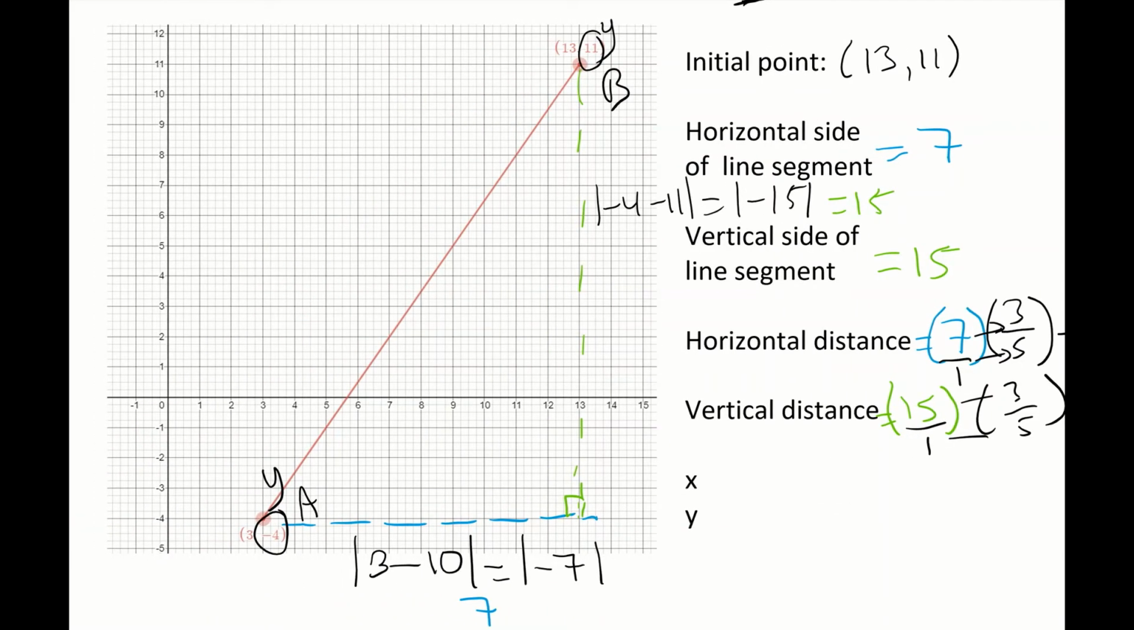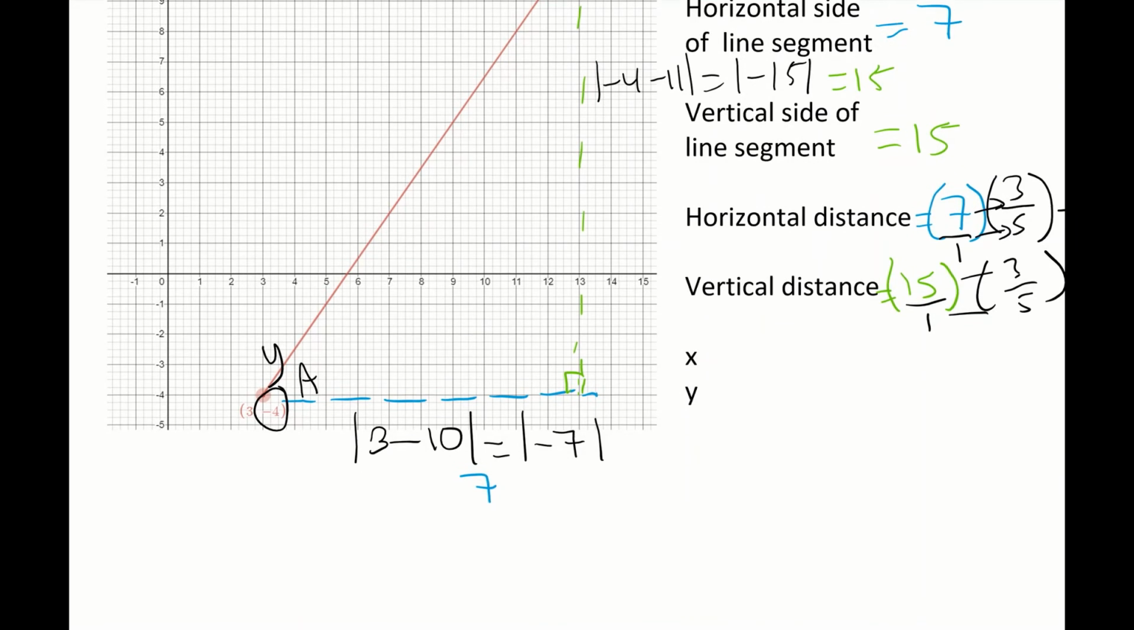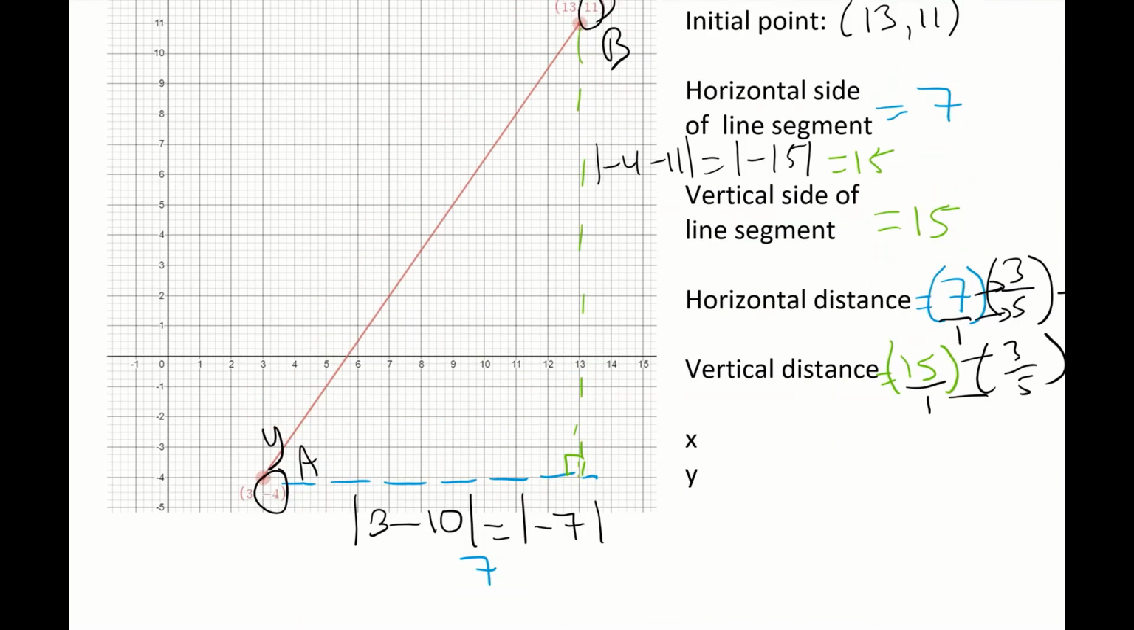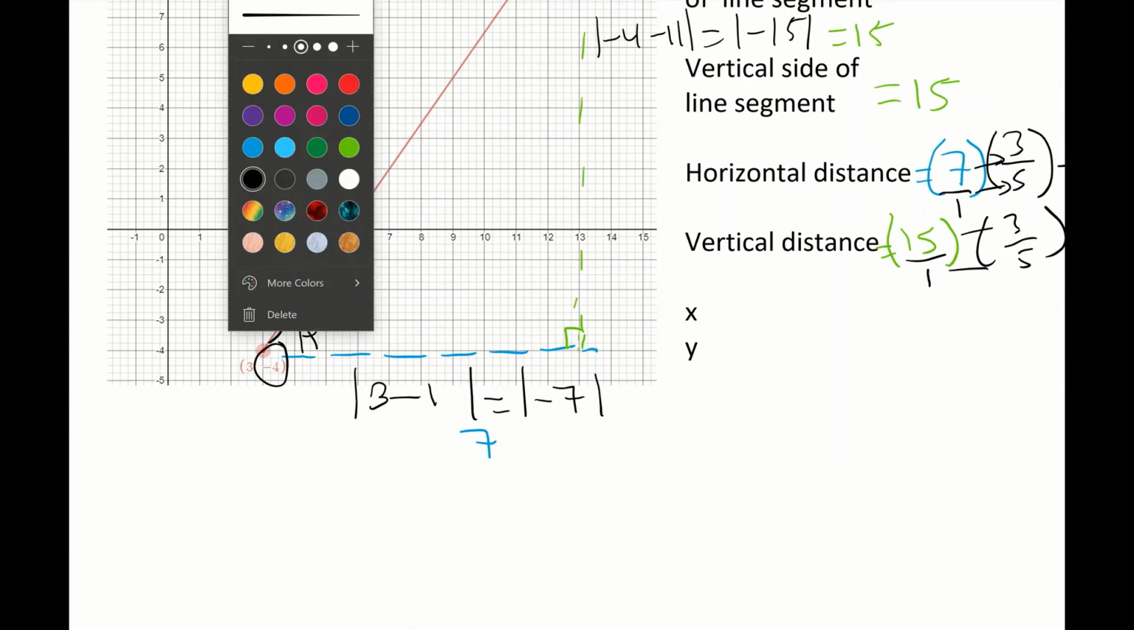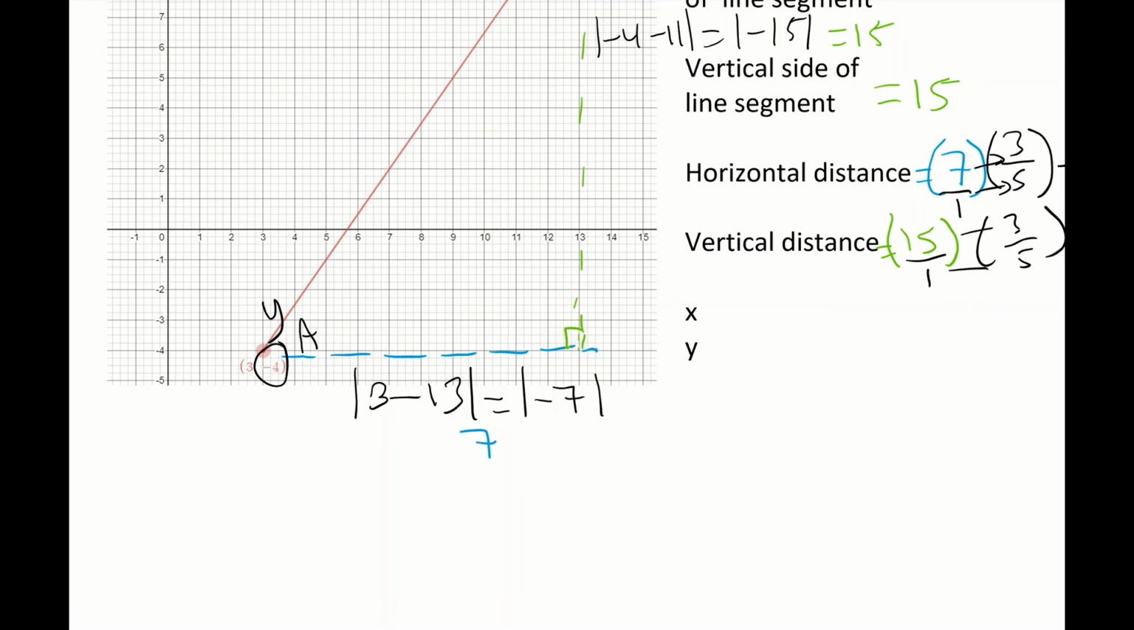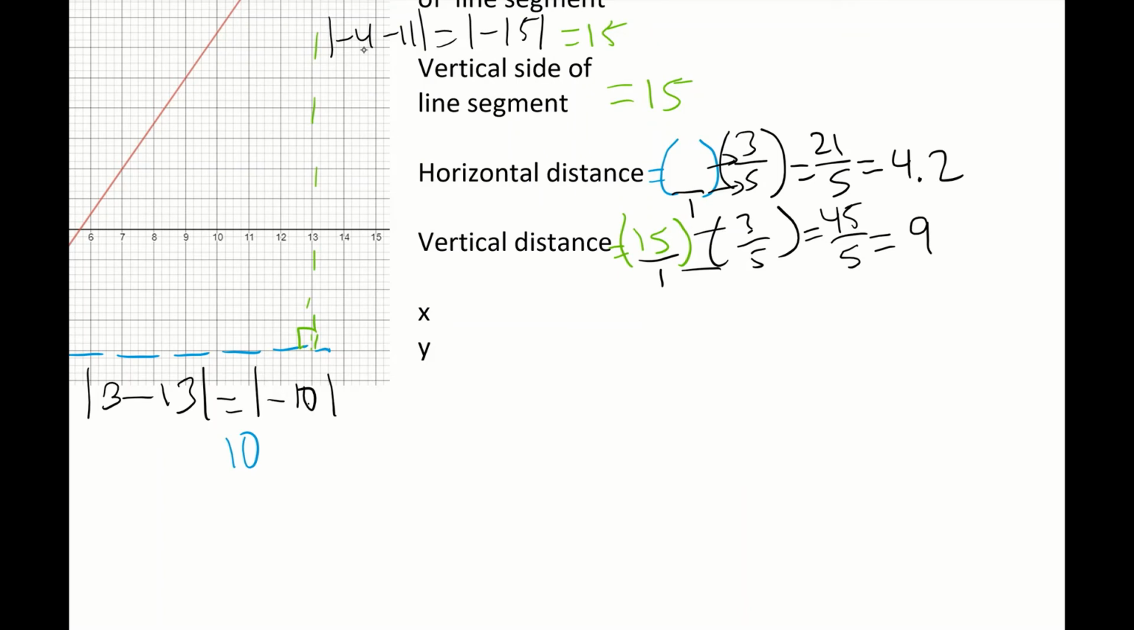Hoping I subtracted those correctly. I actually did not subtract the x coordinates correctly. I apologize for that. The x coordinate for B is 13, not 10, so I'm going to change that now. I apologize for that mistake. Then 3 minus 13 is -10. It looks like I subtracted without even thinking about it. So the absolute value is 10. This right here should be 10, not 7. I apologize for that mistake. Then 10 times 3 is 30, so we have 30 divided by 5, which is going to be 6.